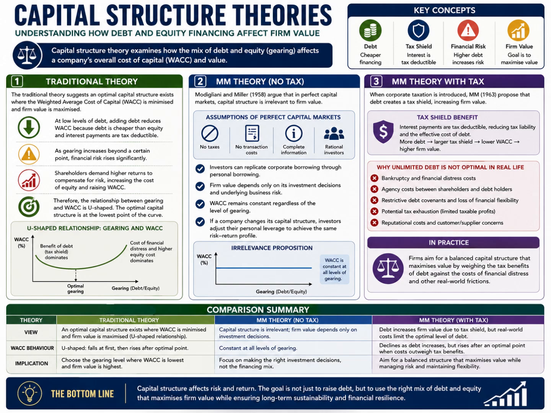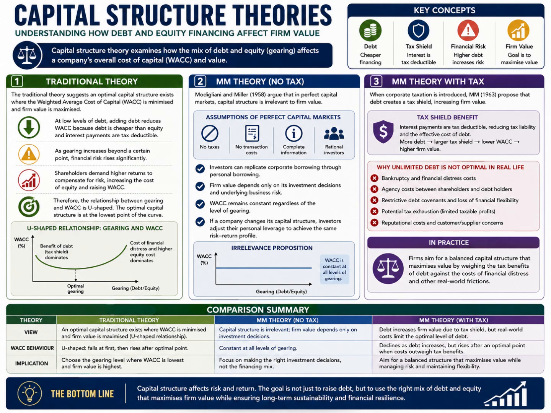Capital structure theories: traditional theory and Miller and Modigliani theories. Capital structure theory examines how the mix of debt and equity financing, gearing, affects a company's overall cost of capital and value. The traditional theory suggests that an optimal capital structure exists where the weighted average cost of capital, WACC, is minimized and firm value is maximized.